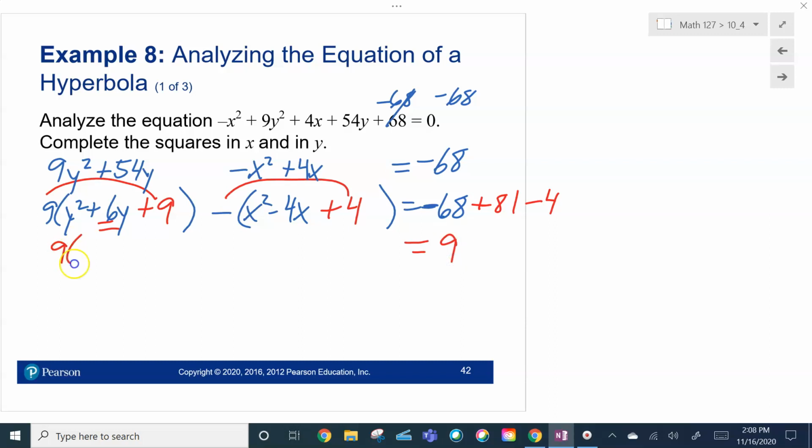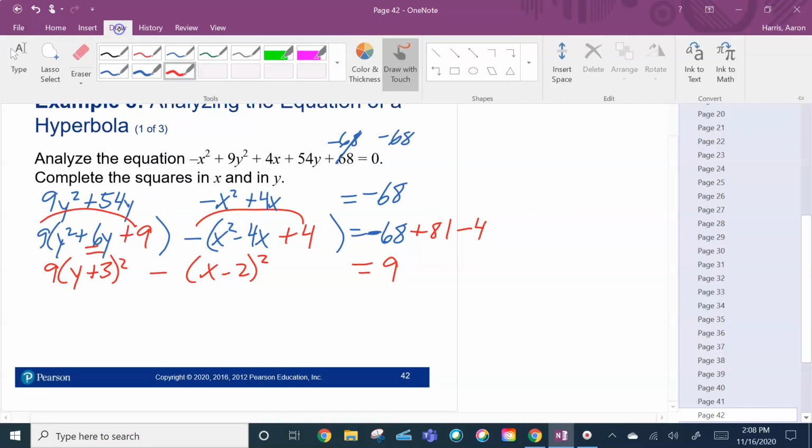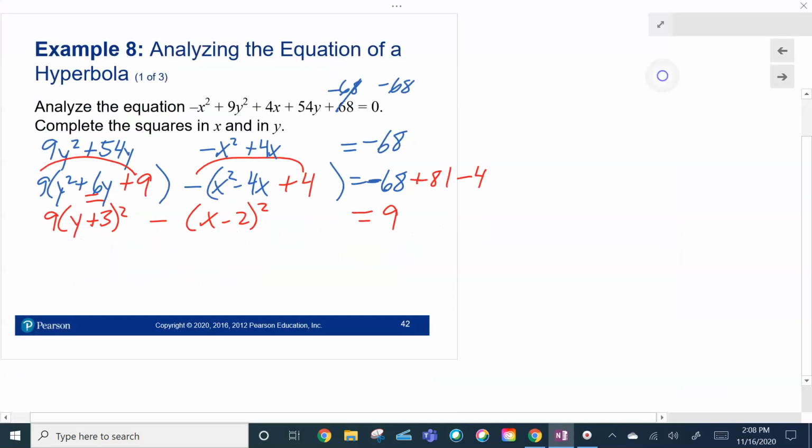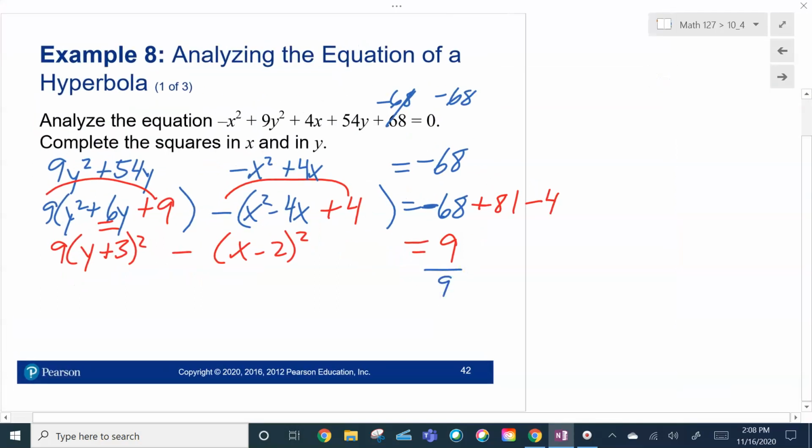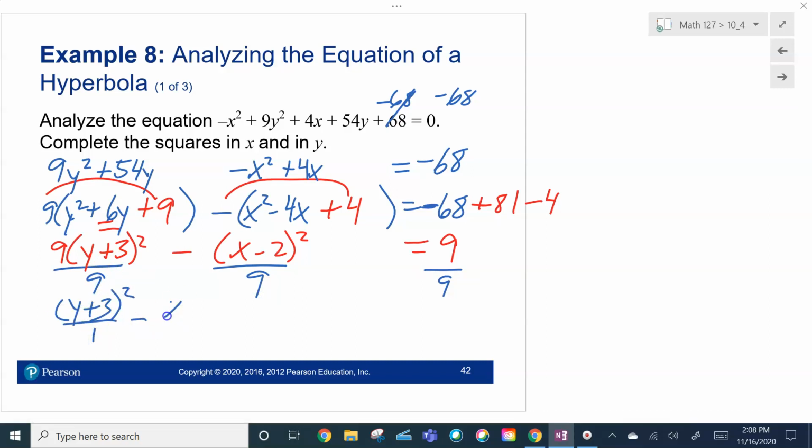So I've got 9, I got y plus 3, minus x minus 2, x minus 2. Remember, we want this thing equal to 1. So now I'm going to divide everything by 9. So I want that to be 1 right there. So I got y plus 3 squared over 1 minus x minus 2 squared over 9 equals 1.